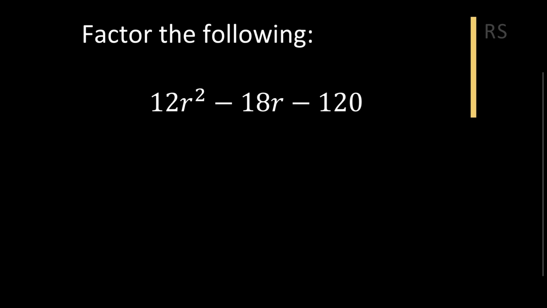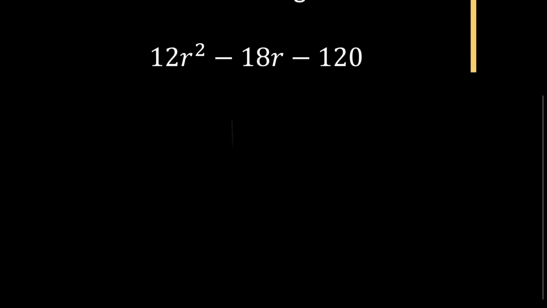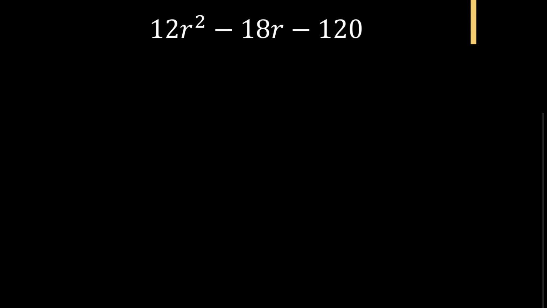Can you get the correct answer without first pulling out a GCF? Yes, but it's much harder. So let's do that first. Let's pull out our GCF. What is the greatest common factor between 12, 18, and 120? 6. Goes into all three of those. So I'm dividing 6 out of all three.